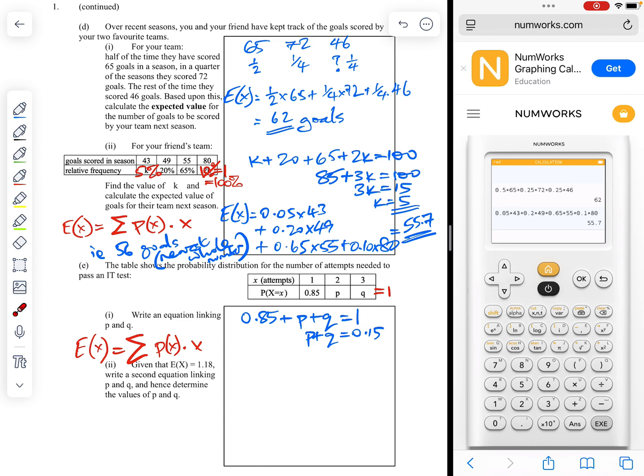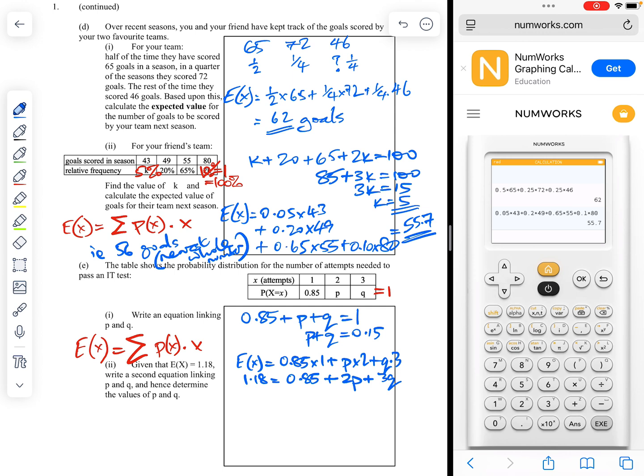That's the sum. So it's going to be these two multiplied together, and these two multiplied together, and these two multiplied together. So we would start by writing down that the expected value of x is 0.85, the probability, times 1, plus P, the probability, times 2, plus Q, which is a probability, times 3. Let's tidy that up a tiny bit, with the most important feature being we know 1.18 is our expected value. So 1.18 is going to come from 0.85 plus P times 2, or 2P, plus Q times 3, or 3Q.